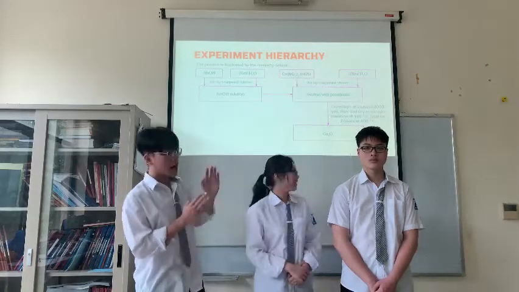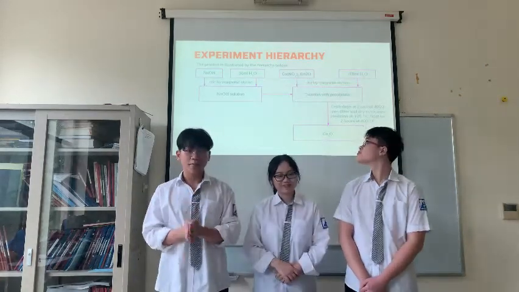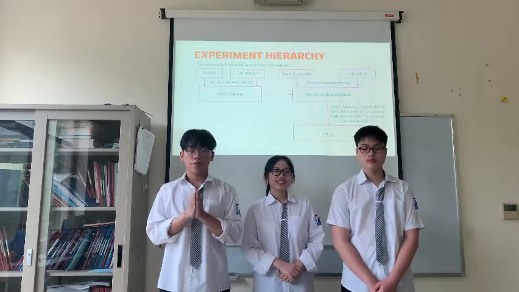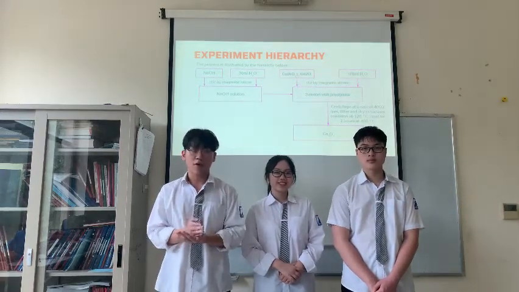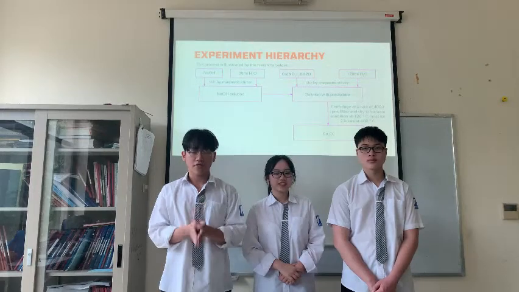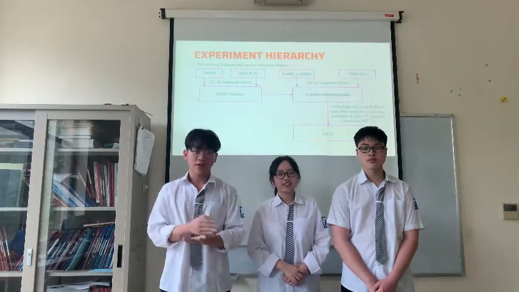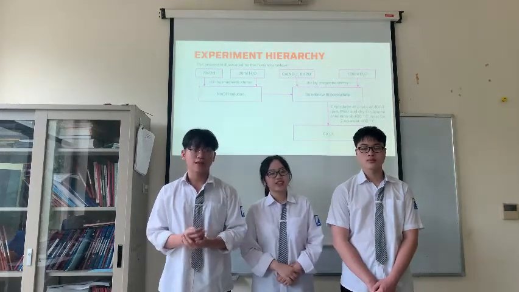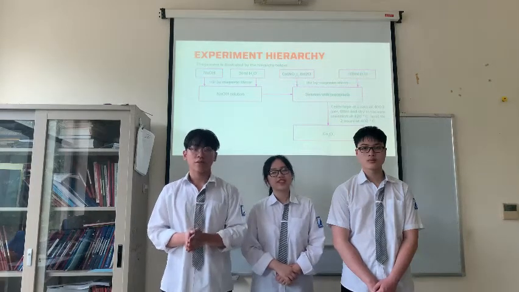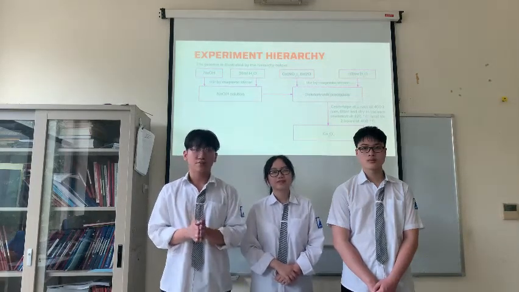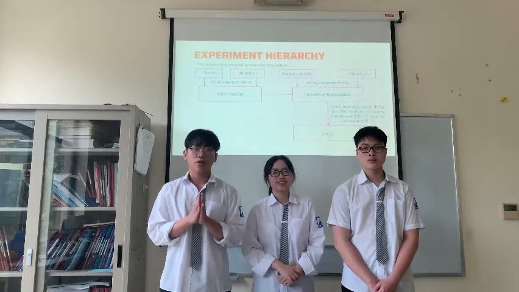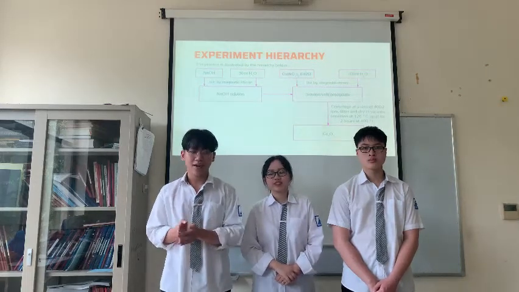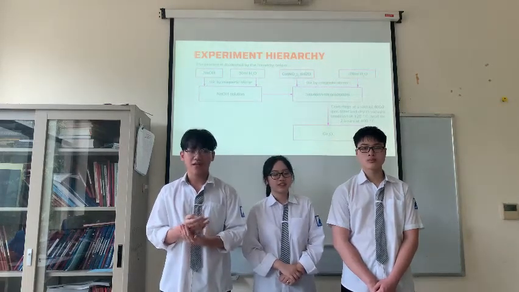Here's our experiment hierarchy. In the first step, we're going to mix 14.04 grams of cobalt nitrate hexahydrate with 100 milliliters of water and stir them using a magnetic stirrer for 30 minutes. In the second step, we're going to mix 3.86 grams of sodium hydroxide with 30 milliliters of water and stir them using a magnetic stirrer for 30 minutes.